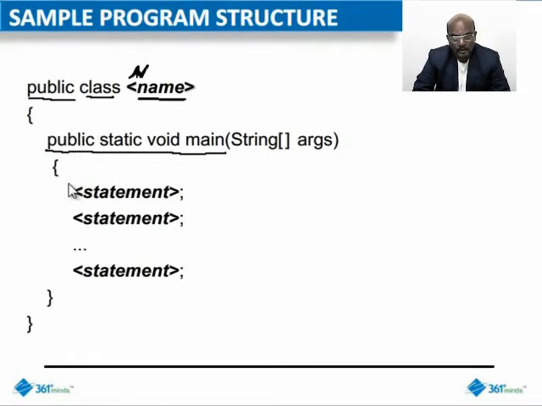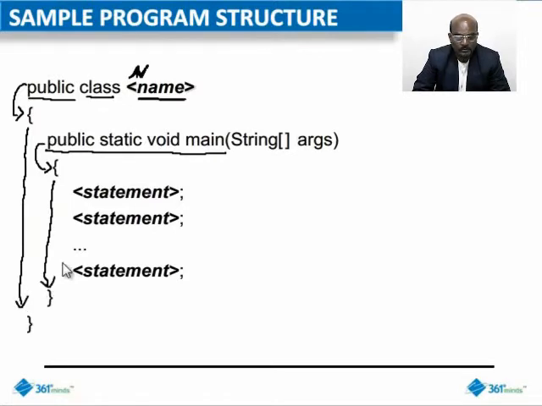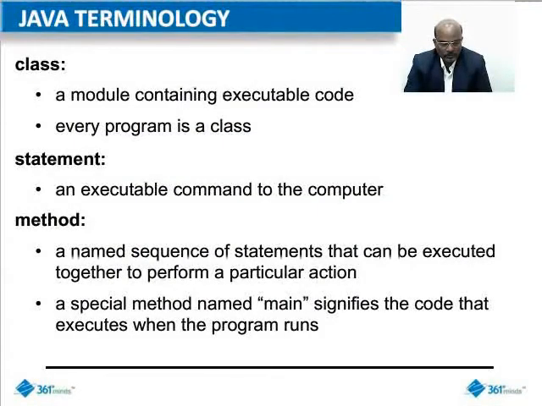Then I have opened the curly brace for the public static void main method, and I give a set of statements which could be the actual program that was to be run or the logic of the program that you're going to design. I have closed the curly brace for the public static void main, and of course once again I've closed the curly brace. Now let's look at some of the Java terminologies.